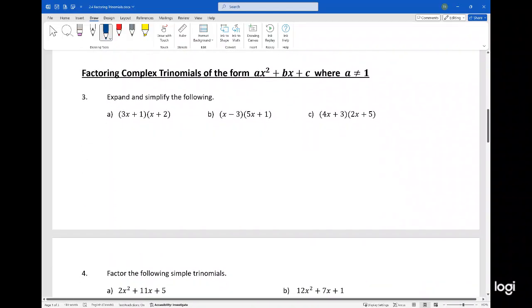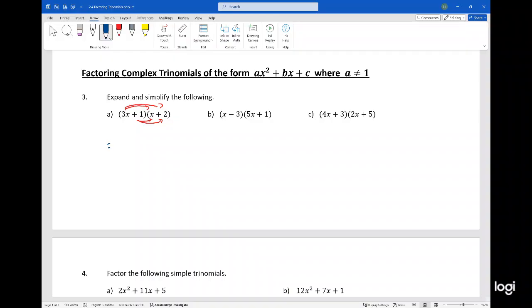So the only difference between what we just did and what we are about to do is that now we're looking for things that have an a in front of the x squared other than 1. So we're looking for something with multiple x squareds. Again, before we do that, I'm going to expand out a few things and see if we can look for patterns. This one, I'll be honest, isn't as nice, but don't worry, I will tell you what you need to know to get them right.